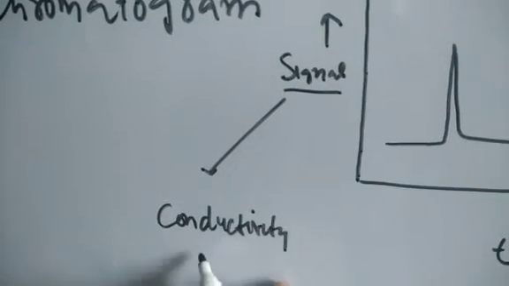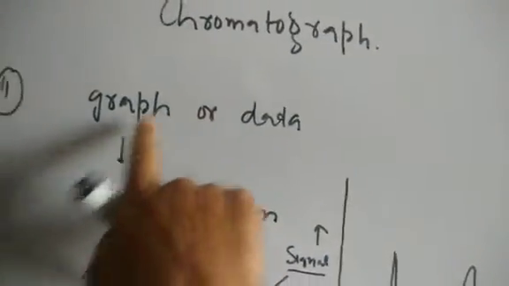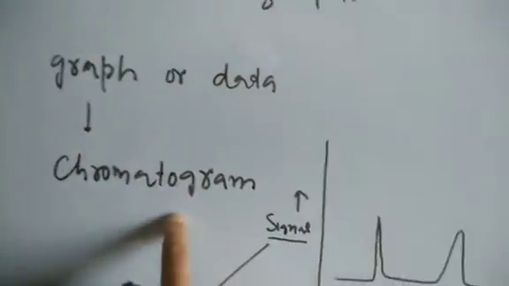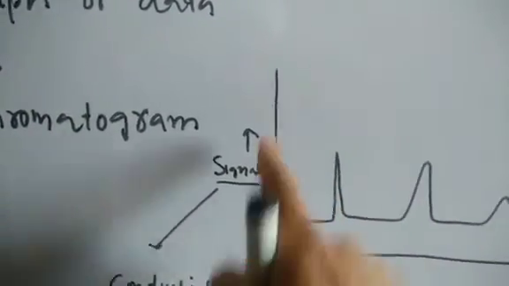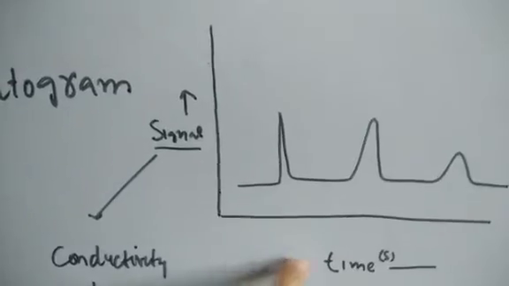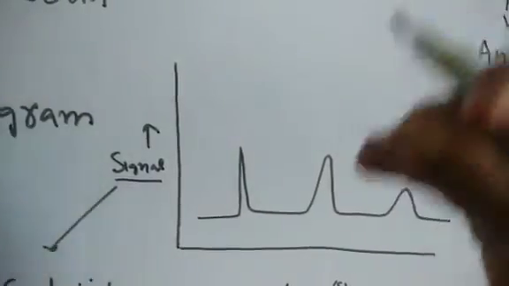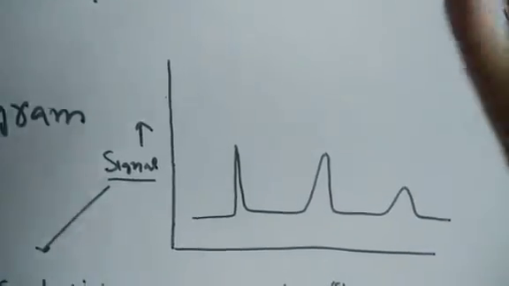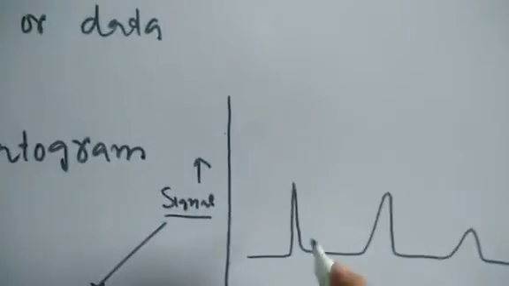So the data or graph that comes from the instrument is called a chromatogram. It is basically the signal response, detector signal versus time. So these are the peaks. Each peak corresponds to a typical chemical species or analyte which was present in our crude sample, from where we have to actually separate these. So these are the signals.